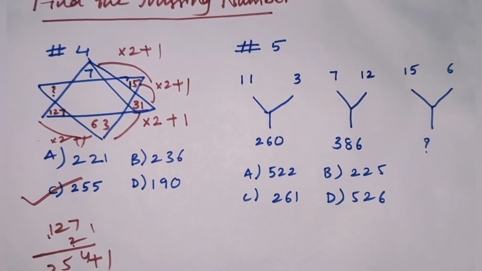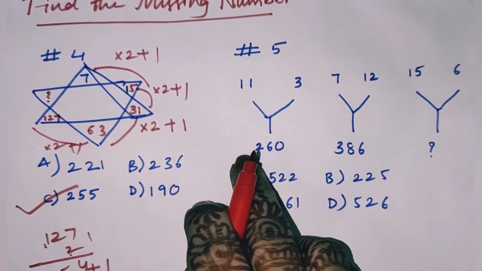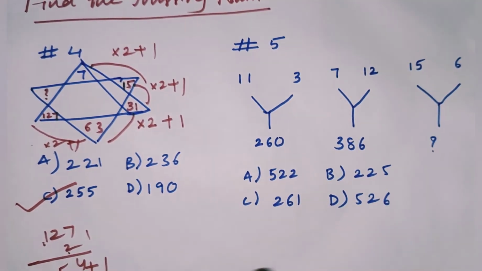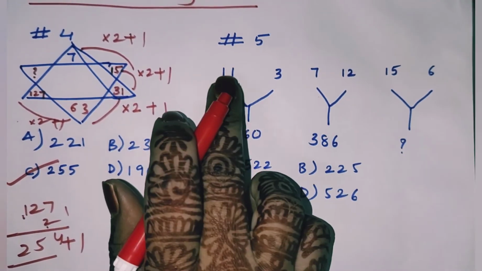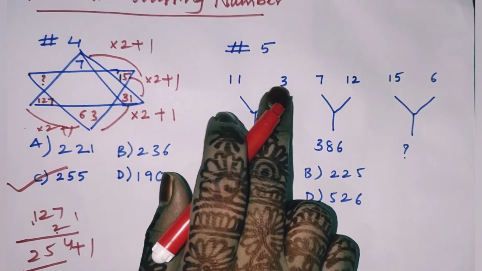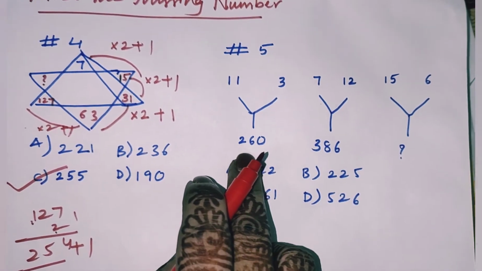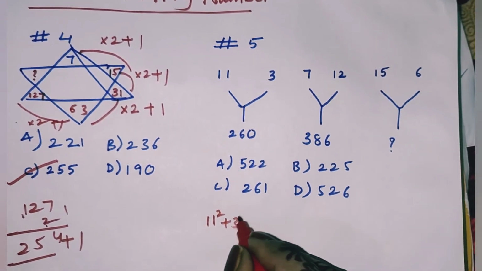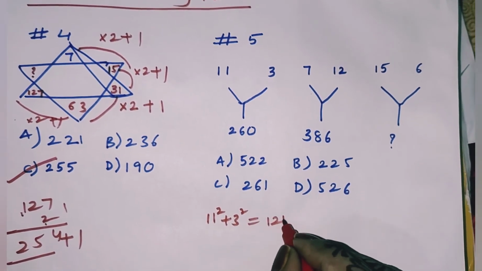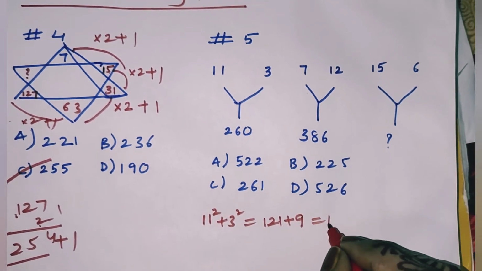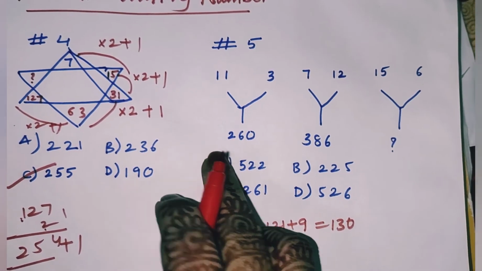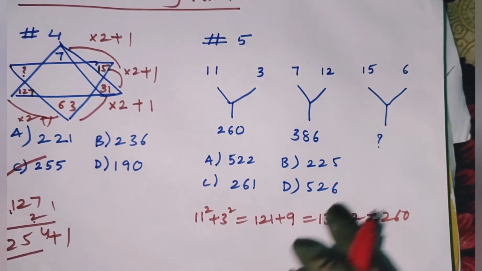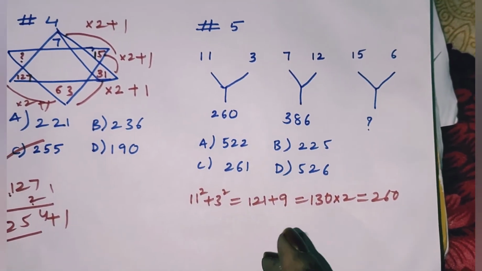Next, model 5 here friends. See 11 3 260, 7 12 386, 15 6 question mark. Try to apply, 11 3, if you multiply, whatever you do, you don't get 260. Try to square the terms friends. 11 square plus 3 square is nothing but 121 plus 9, how much? 130. But here you are getting 260, means multiply this with 2. 260 means square the terms and multiply the answer with 2.